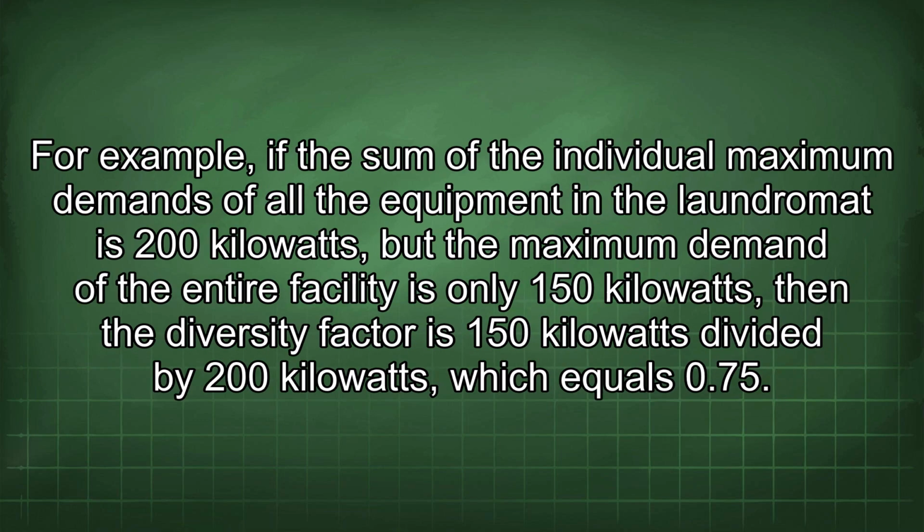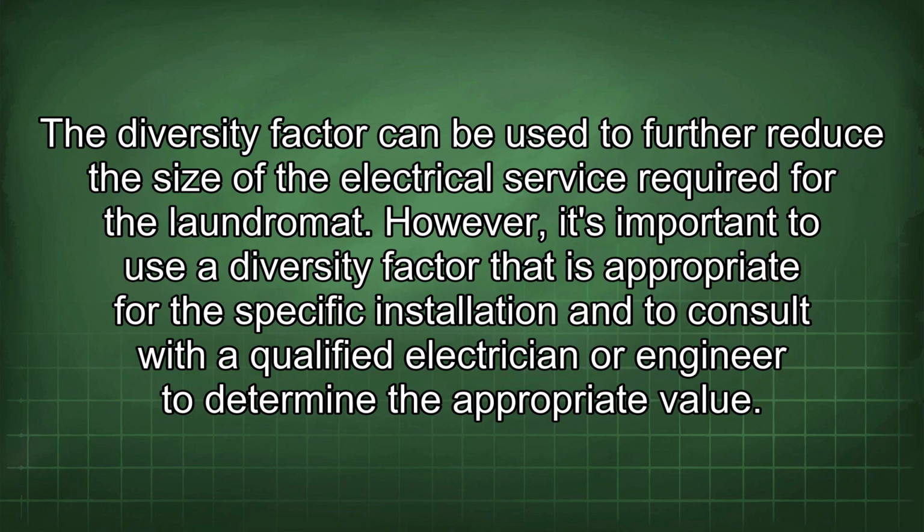For example, if the sum of the individual maximum demands of all the equipment in a laundromat is 200 kilowatts, but the maximum demand of the entire facility is only 150 kilowatts, then the diversity factor is 150 kilowatts divided by 200 kilowatts, which equals 0.75. The diversity factor can be used to further reduce the size of the electrical service required for the laundromat.